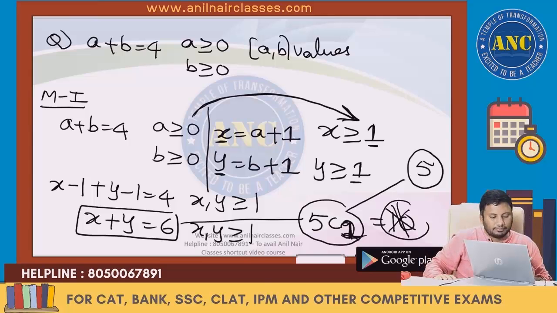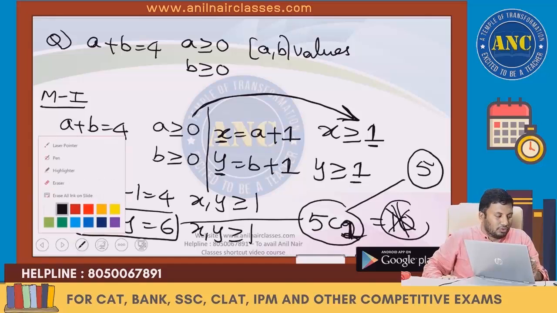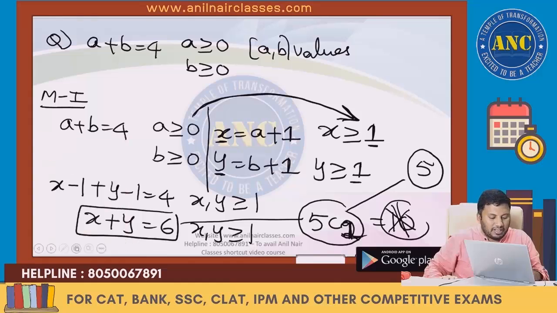Next one. I hope the ideas are clear. Method 2. 5C1. It is not 5C2. It is 5C1. Please make a note of it. Calculation mistake.